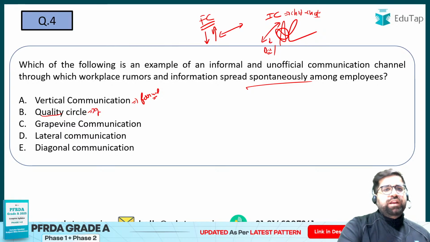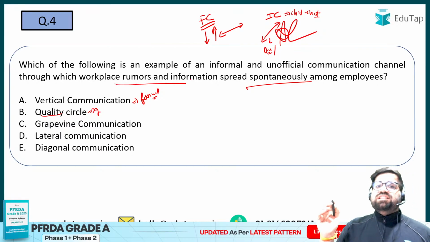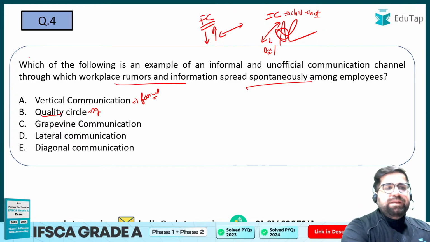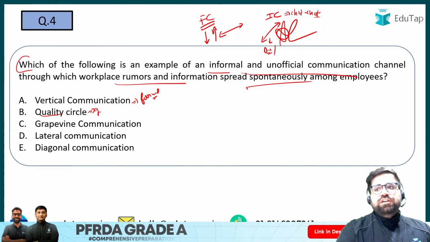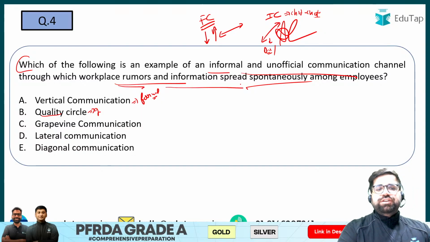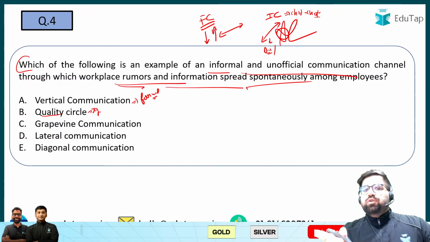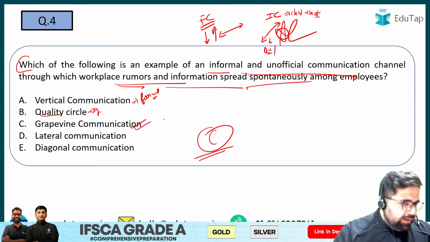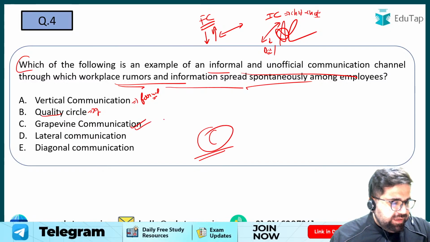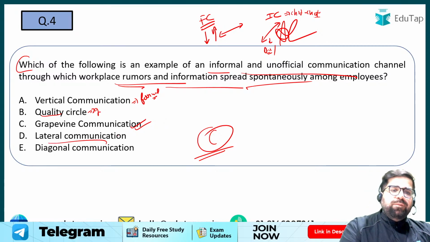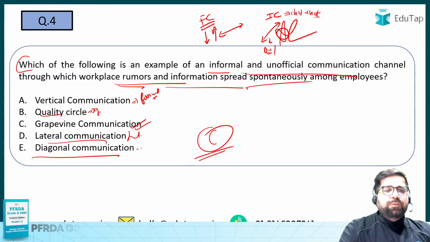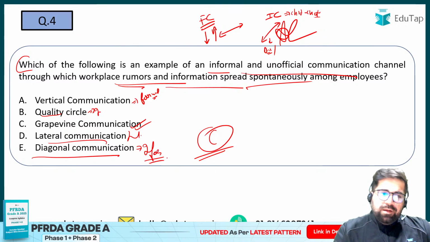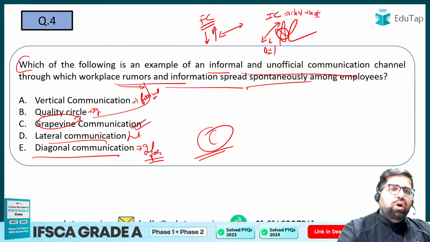Because in quality circle, you do certain kind of quality discussions. And even if you read, workplace rumors are spread under the main type, right? Because what is the main theme of the question? Informal, unofficial communication, rumors and information. In quality circles, you don't have any rumors. The correct answer will be option number C, grapevine communication. Let me see in the chat box. Yes, everybody has given the right answer. Lateral communication is your horizontal. Diagonal communication is informal, but it can be used for productive work as well. But in grapevine, you spread a lot of rumors.